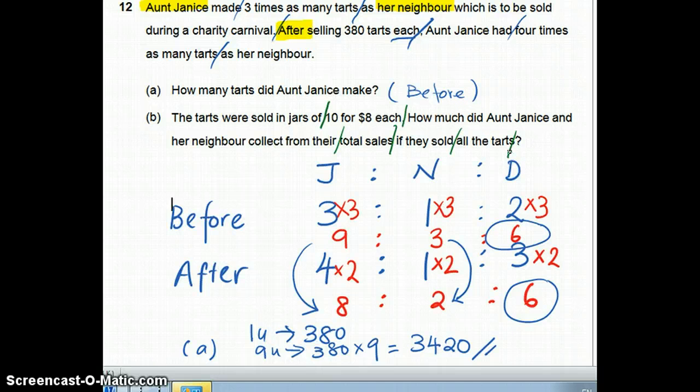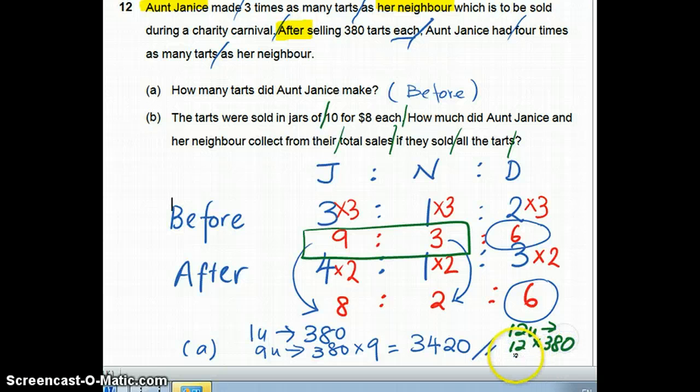So, in the first place, am I able to find out how many they made all together? I should be looking at this. And that will give me 12 units. 12 units will be 12 times 380, and that will be 4,560.